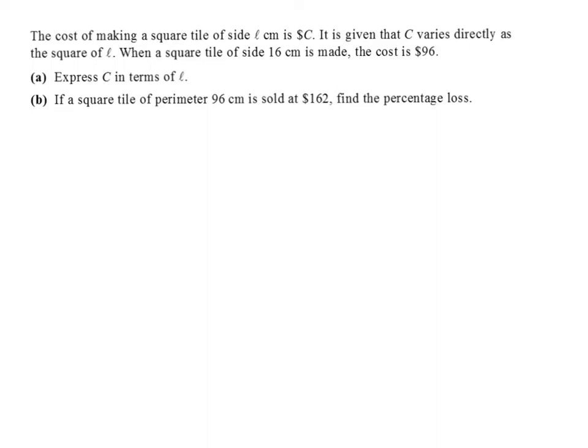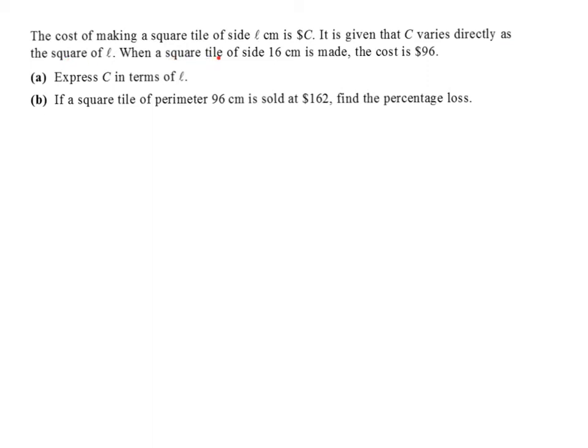So here's an example on the application of direct variation. We're making a square tile, with each side L cm, and the cost of making that square tile is $C. It's given that C varies directly as the square of L. Okay, so you must know these kinds of terminology. C varies directly as something. So that tells us direct variation.